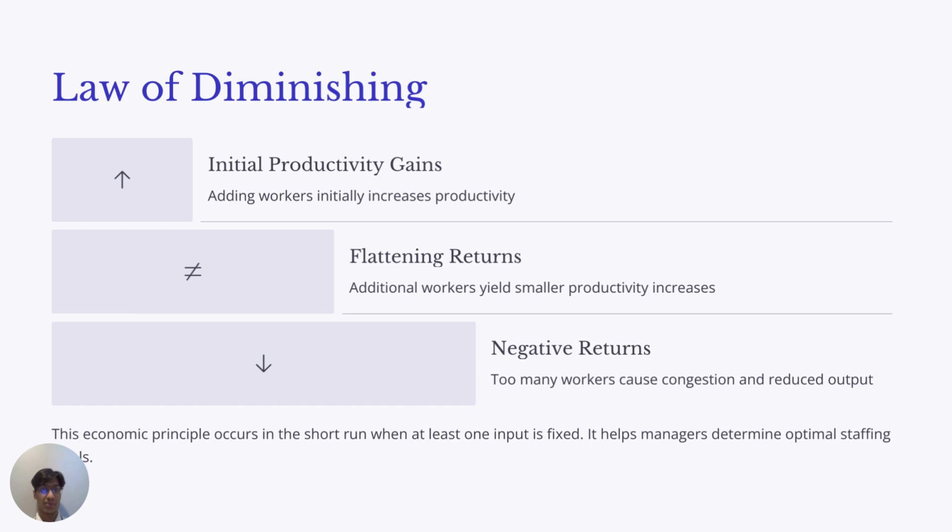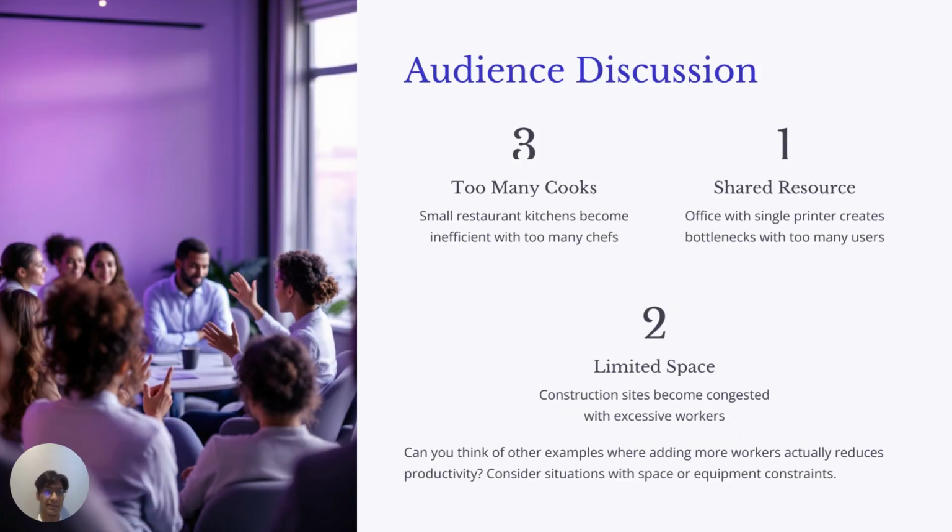This brings us to a foundational economic principle, the law of diminishing returns. In the short run, as you add more of a variable input, say workers to a fixed input like machinery, there comes a point where each additional worker contributes less and less to the total output. And if you keep adding workers, output may even decline due to overcrowding or inefficiency. This concept helps managers decide how many employees or resources to deploy before hitting that inefficiency threshold. It's all about finding that sweet spot where productivity is at its peak.